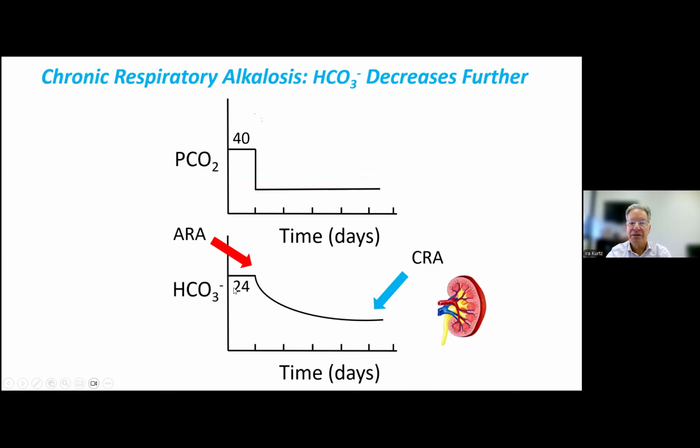Okay, so again, we have the fall of 5 from its original level because 2 was from the acute respiratory alkalosis bicarbonate buffer reaction, and the kidney, assuming there's normal renal function, dropped it a further 3. And how the kidney does that, we won't talk about today, but it is a renal process.